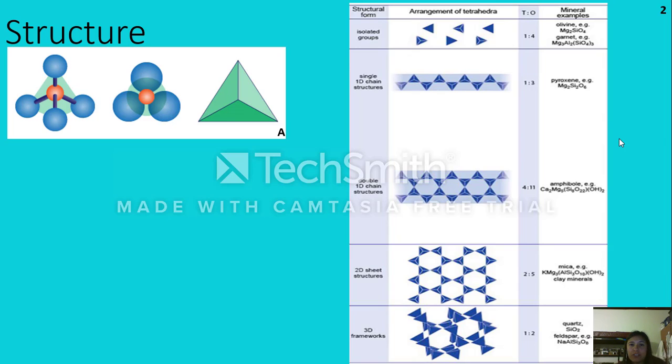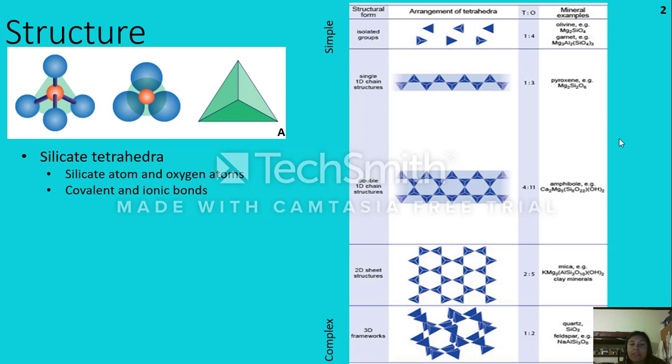So the basic structural unit of all silicate rock-forming minerals is the silicate tetrahedron. The blue atoms in structure A represent the oxygen atoms, and the center orange atom represents the silicon. The bonds that connect the atoms are covalent and ionic bonds. The simplest group of tetrahedra is the isolated tetrahedra. We also have chains, sheets, and three-dimensional networks. The three-dimensional networks are the most complex.